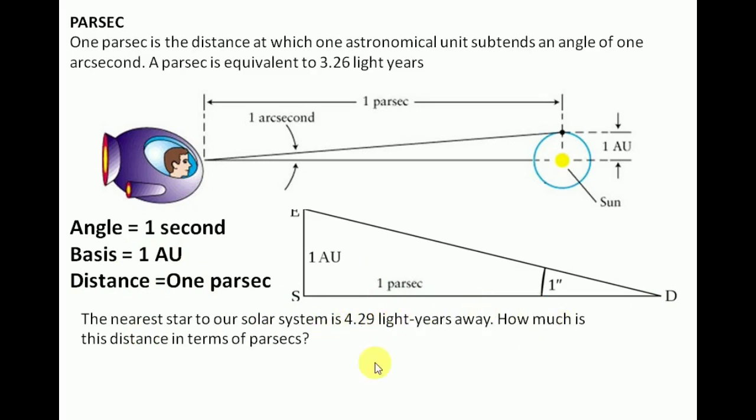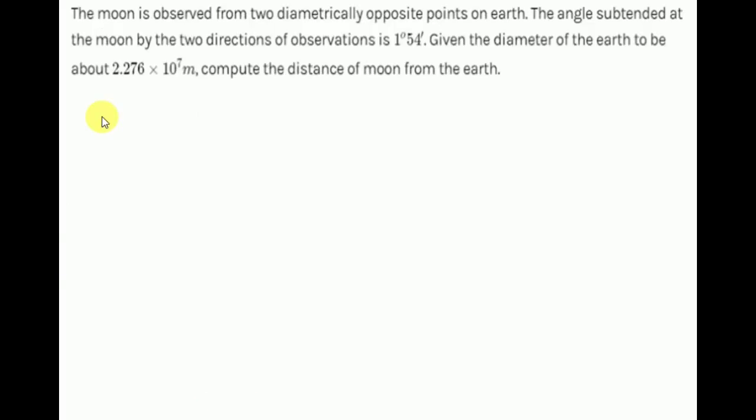Now you can convert this into parsec. Try by yourself. And how much is a parsec in terms of meter? So you can use this formula, put the value of 1 astronomical unit, put the value of the angle in radian, and use the formula angle is equal to arc by radius, and you will get the value of parsec. Now let's solve one question.